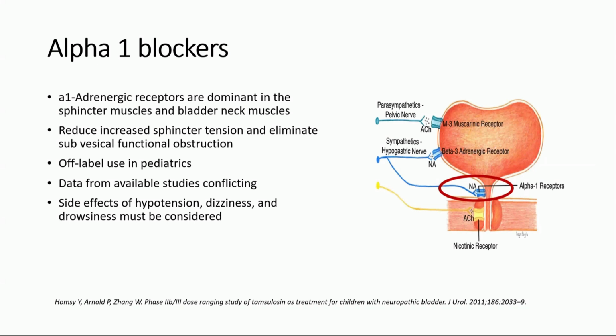Alpha blockers. In the sphincter and the bladder neck muscles, there's presence of these alpha 1 adrenergic receptors, and their activation increases the sphincter mechanism tension, and their inactivation enables the voiding. So these alpha blockers block the alpha 1 receptors, reduce the sphincter tension, and eliminate the functional obstruction. Their use is also still off label in pediatrics, and side effects of hypotension, dizziness, and drowsiness must be considered before considering these drugs.